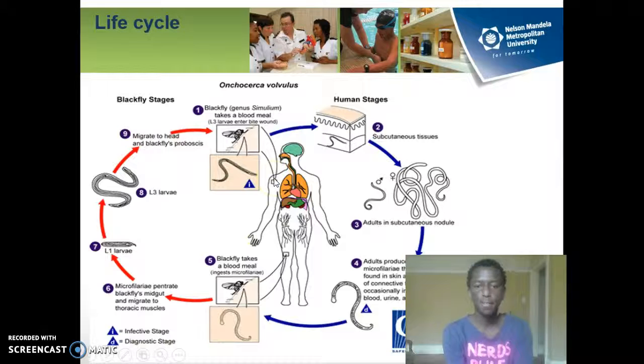So the life cycle is pretty simple. You get the vector here, the adults, and the microfilaria, which is the most important thing here. It's what we're going to be looking for when you are testing the specimen, which can be a skin biopsy or blood. You can go through the life cycle, it's pretty straightforward.